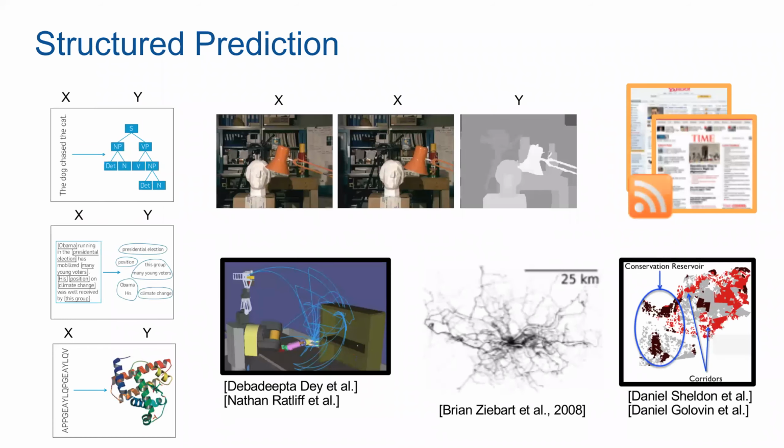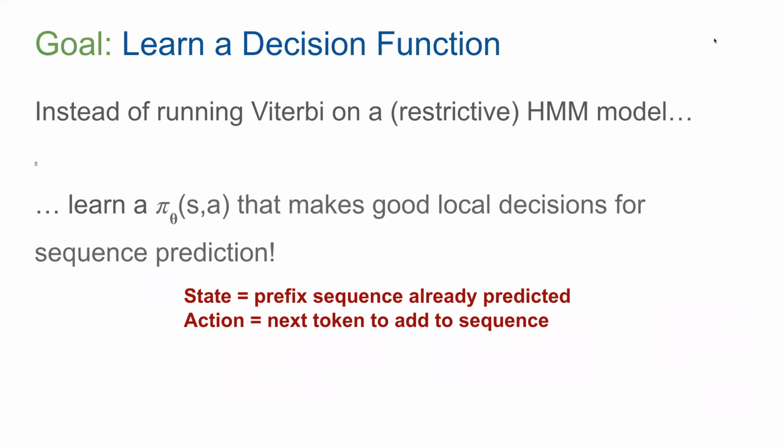There are many other structure prediction problems that exist in practice, things from natural language processing tasks like parsing, or protein structure prediction, or planning, or predicting rankings for recommender systems. There are so many applications of structure prediction. But we're going to stick with sequences because that's what we've already seen in CS 155. So the goal is to learn a decision function. When we talked about hidden Markov models, we trained this model, which is very restrictive. And we ran Viterbi on this hidden Markov model to be able to predict the optimal sequence.